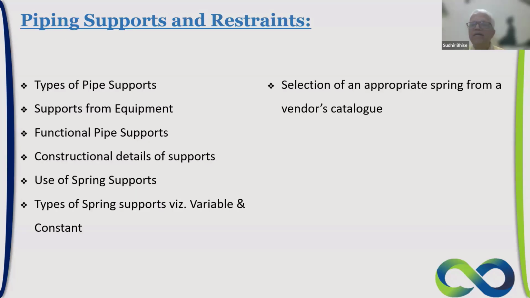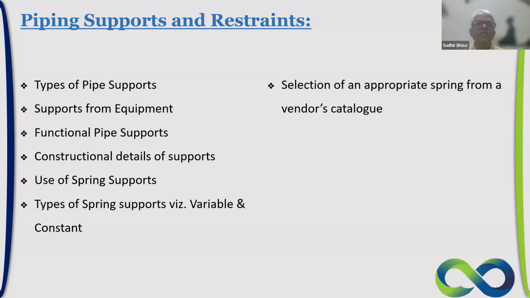Then we will go through the entire understanding of the supports. What is the requirement of the supports from the point of view of the code? Then various types of supports from the construction, various supports, how to take the supports from the equipment, and the functional types of supports, which are in the form of resting, guide, axial stop, anchor, fixed point, etc.